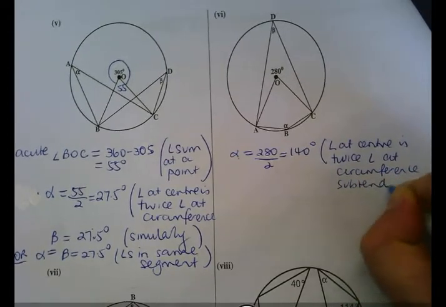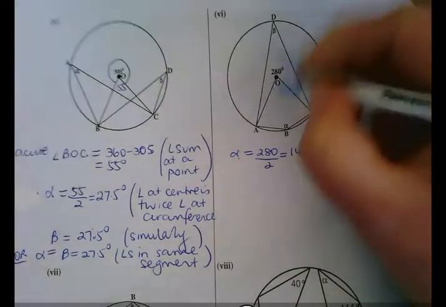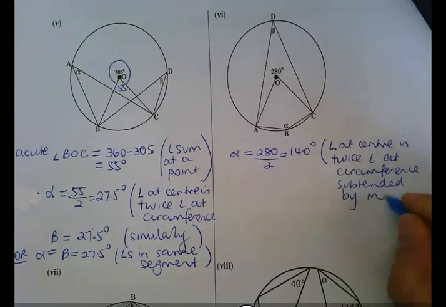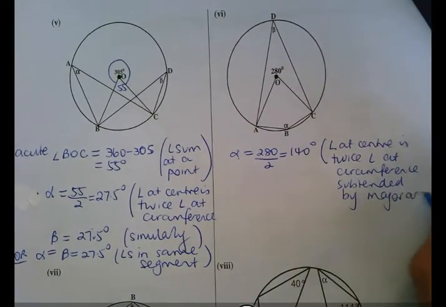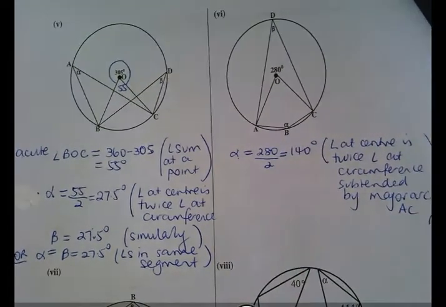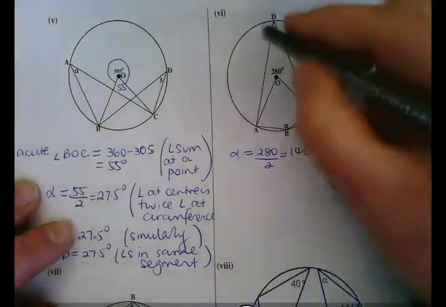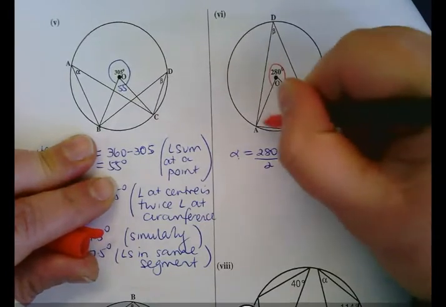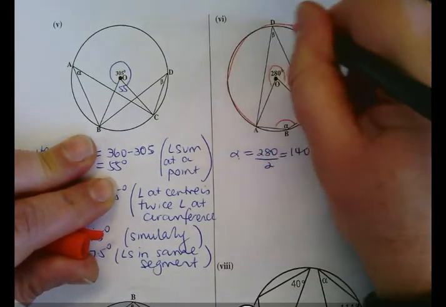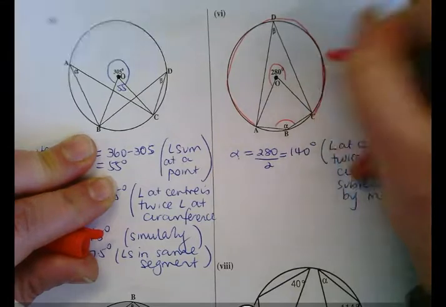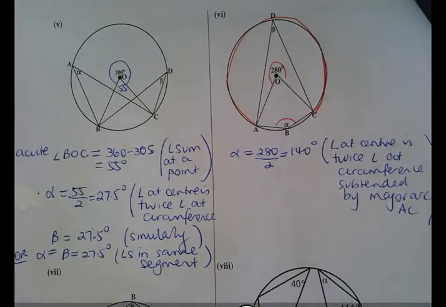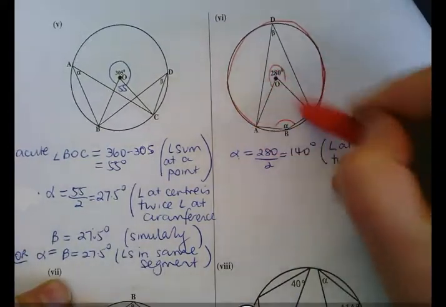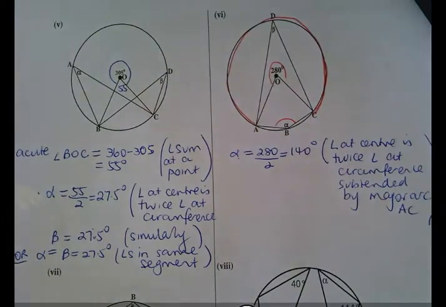So keep going. Angle at the center is twice the angle at the circumference, subtended by, which arc is it for this one? It's by the major arc this time. Major arc AC. It's the major arc AC for that first one. So we've got the 280 and the alpha. They go together with the red arc. Okay? Now, then we've got this and that. They're by minor arc AC.